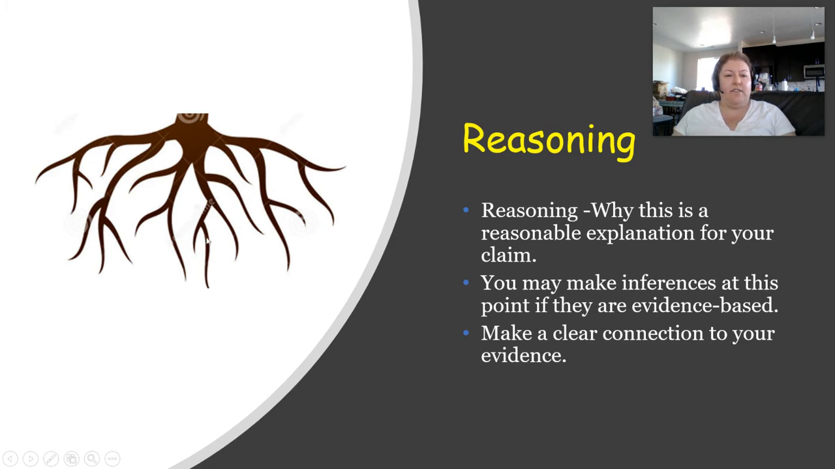So it's the reasoning. I can give a bunch of evidence, but without a reasoning, it doesn't really mean a lot. You've got to have the scientific parts to back it up. So why this is a reasonable explanation for your claim. Okay, so you're taking your evidence and you're giving a reason to it. So I can always say that I can jump 5 feet, but what's the reason why I can jump 5 feet? I can say anything I want, but I need to be able to back it up with a reason of why I'm saying it.